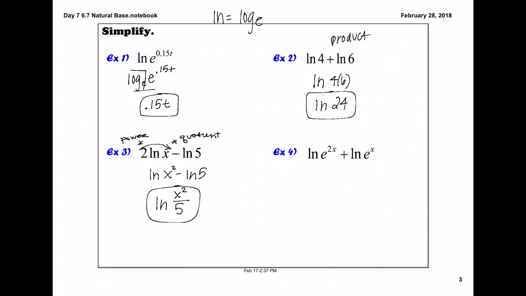you notice we have the natural log of e to the 2x plus the natural log of e to the x. So we can rewrite that as the natural log of e to the 2x times e to the x. Power to a power says we multiply, so we have the natural log of e to the 3x. Natural log is the same thing as log with a base e, so this equals 1 whole. These both would cancel out, and we would just be left with 3x.